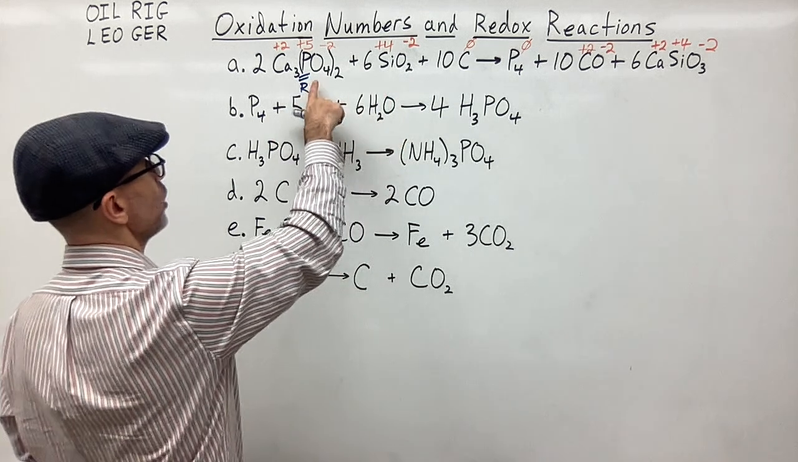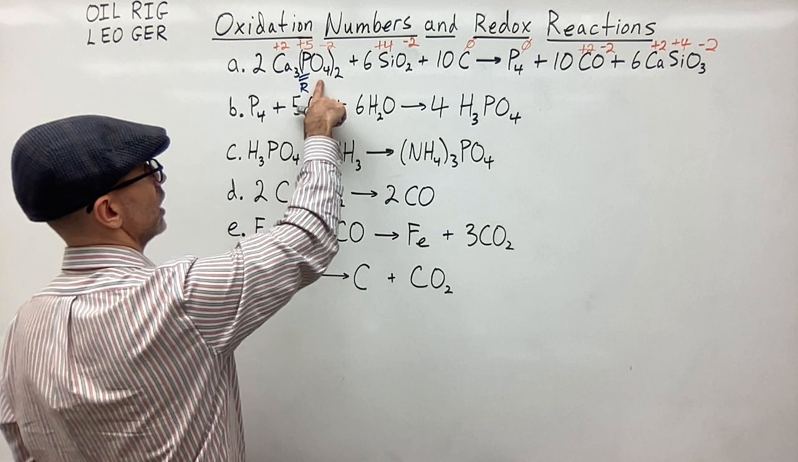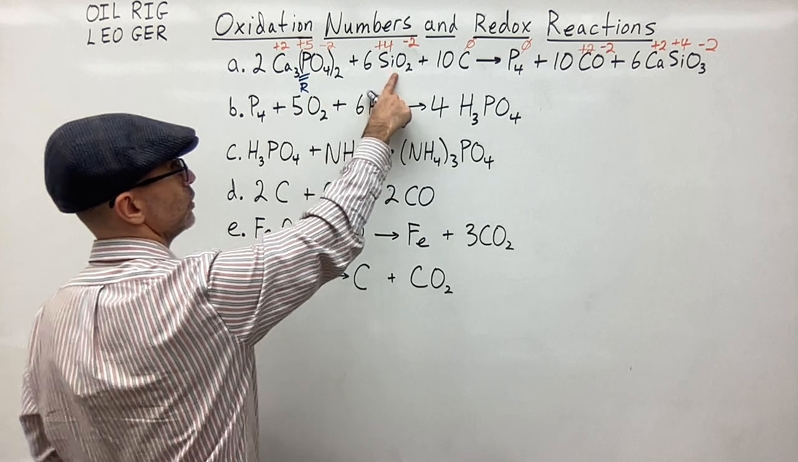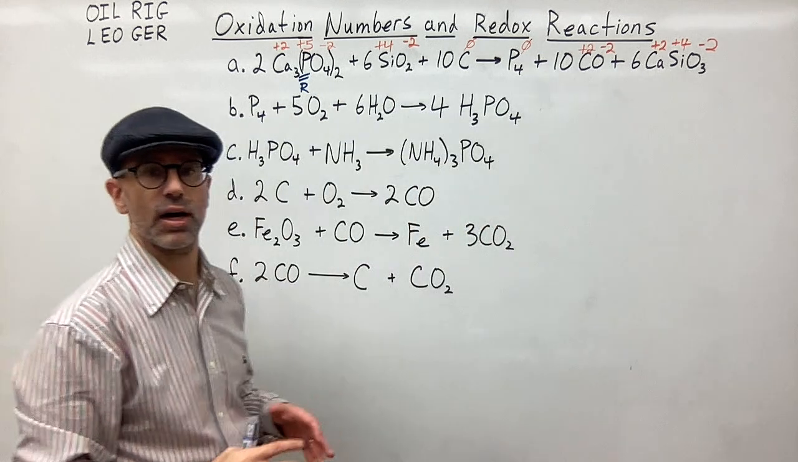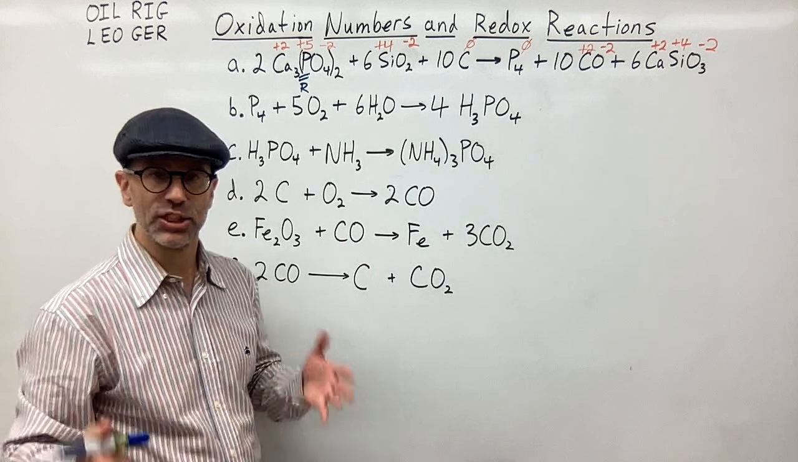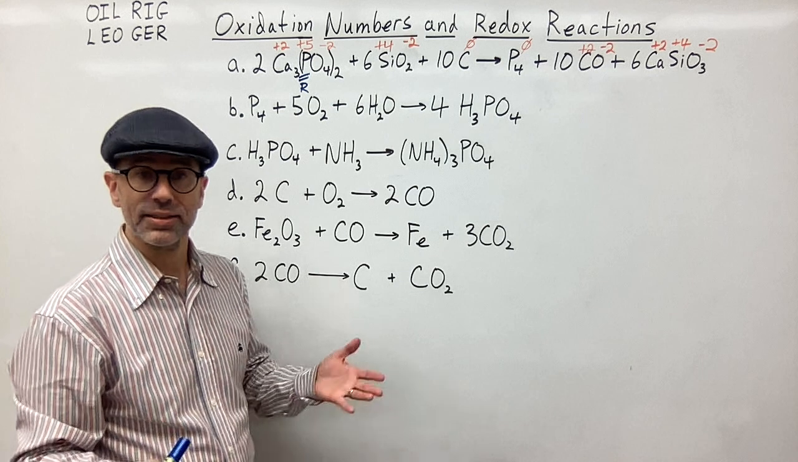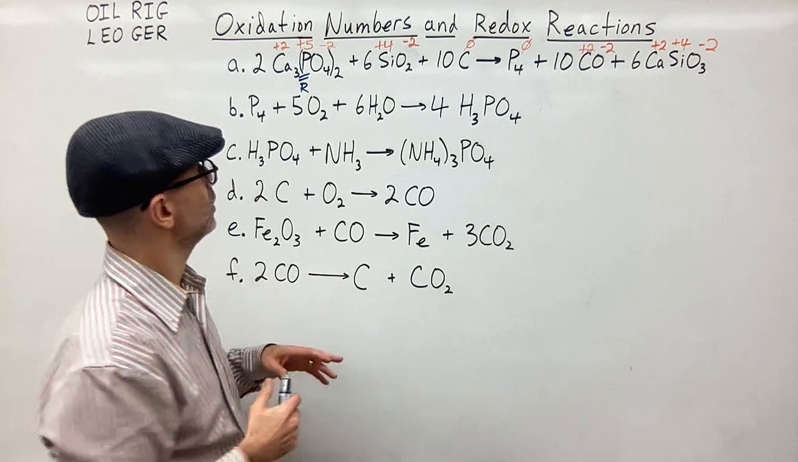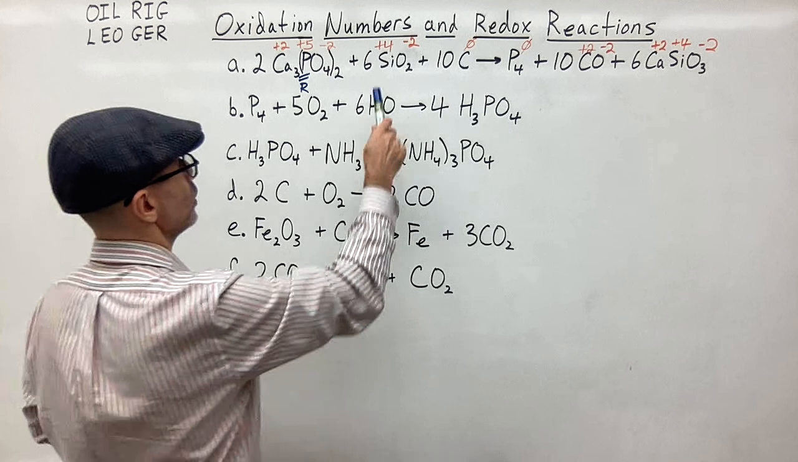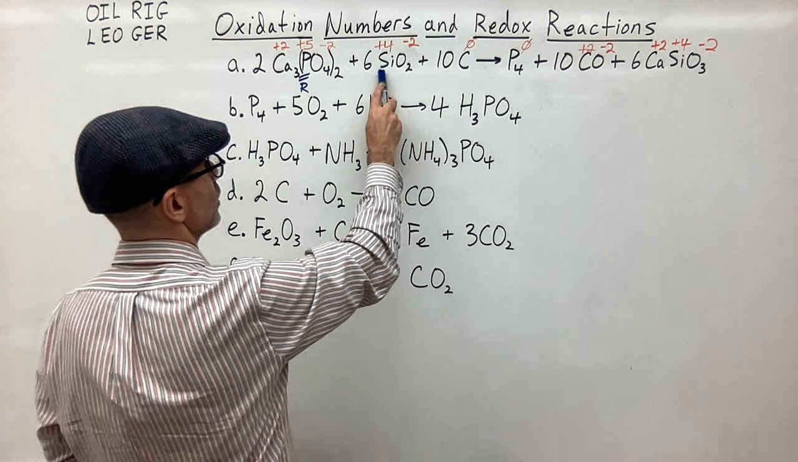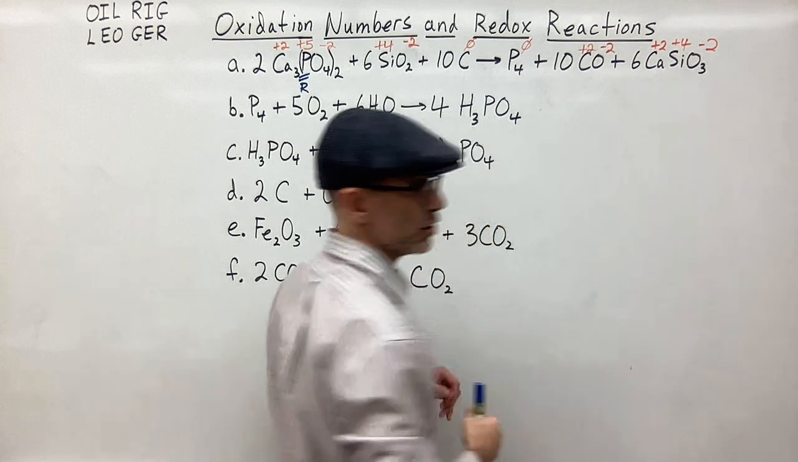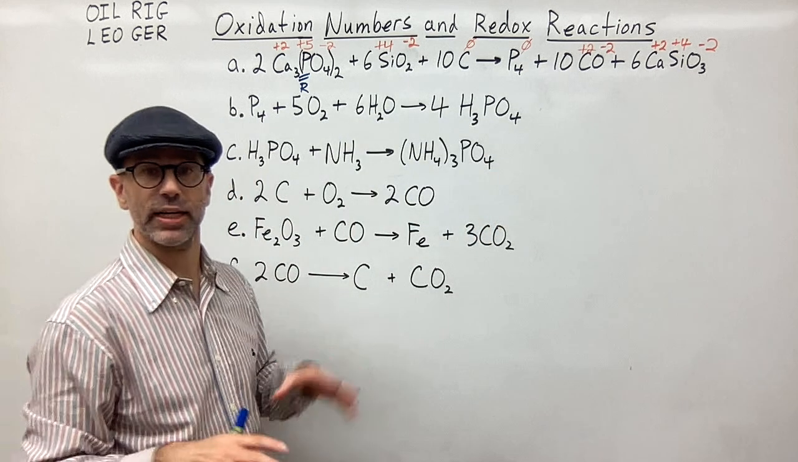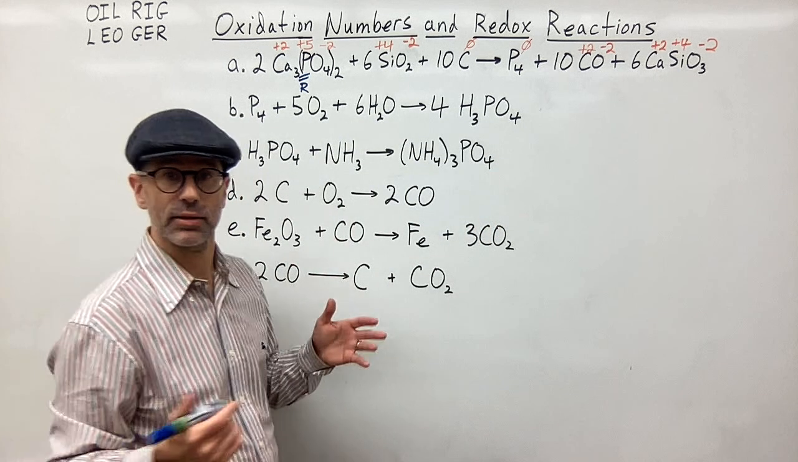Now, if we keep going, we'll look at oxygen. Oxygen has a -2 here. Oxygen has a -2 here. And oxygen has a -2, -2. So the oxidation state of oxygen didn't change. So nothing's going on with oxygen. Now, if we go to silicon, you'll notice silicon has a +4 here, and silicon has a +4 there. So there's no change in the oxidation state, so nothing going on there. Okay.